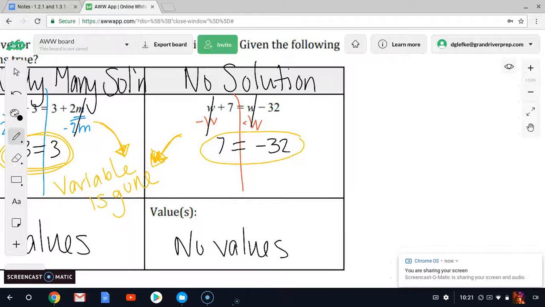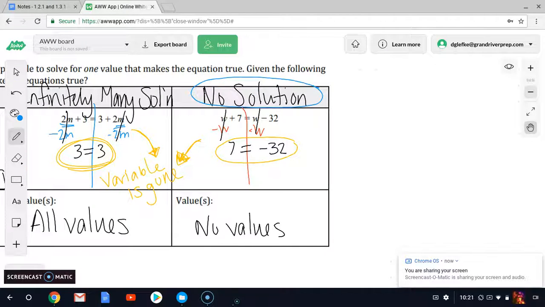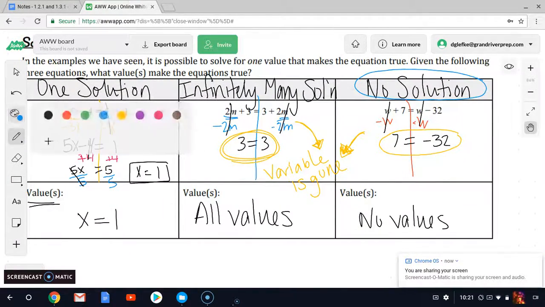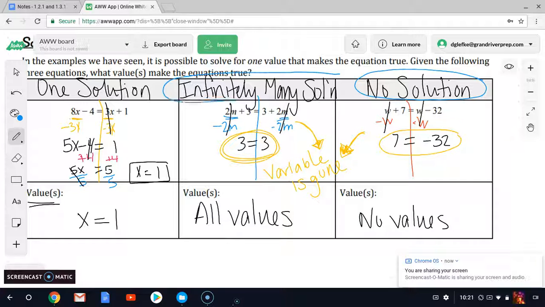If you are solving an equation that looks like this, you would write down no solution. If you are solving an equation where you get infinitely many solutions, you would write down infinitely many solutions. You're not going to leave it as 3 equals 3. You have to interpret that and show us that you know what that means. If you get one solution, tell us what that one solution is. x equals 1. That's your answer. So those are the different types and numbers of solutions that we can have.